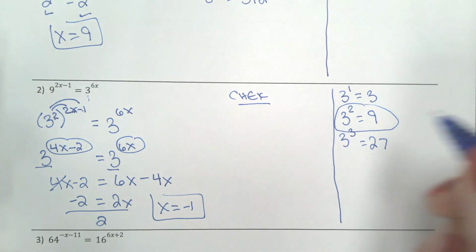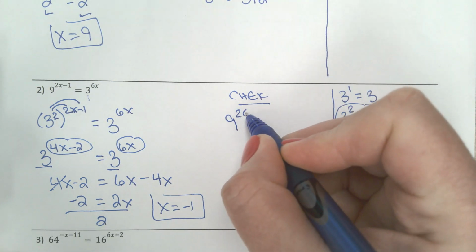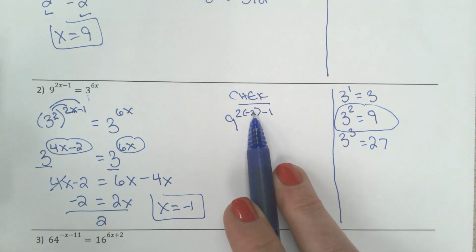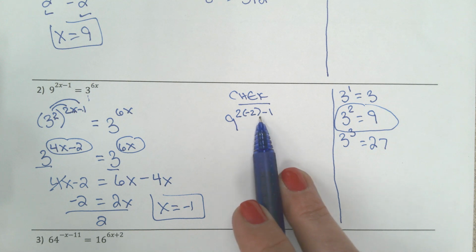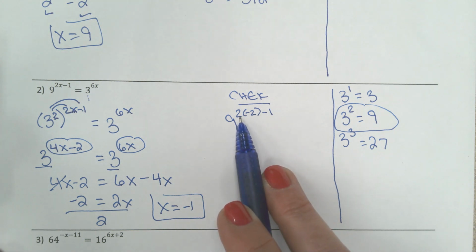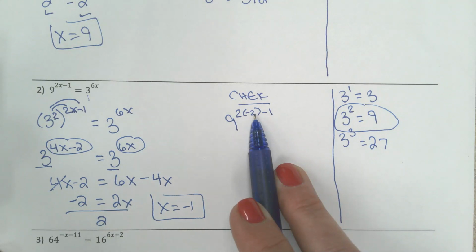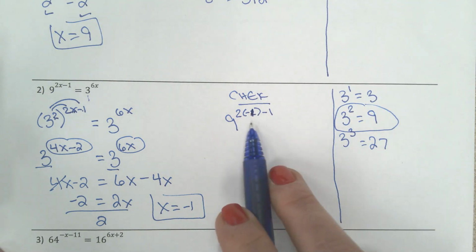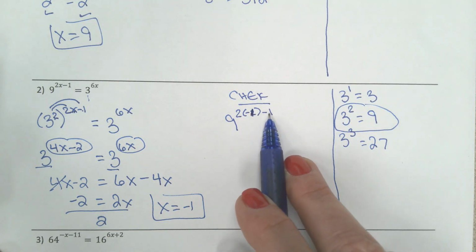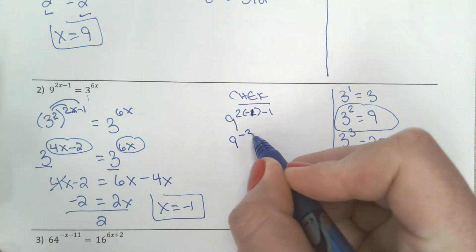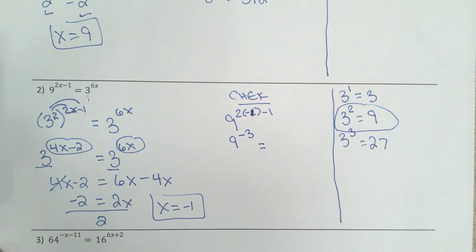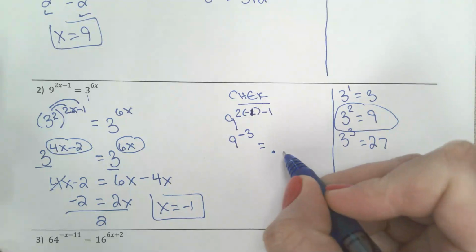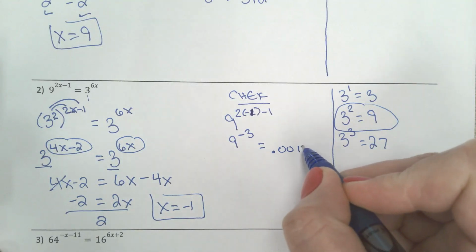So if you wanted to check this one, I would have 9 to the 2 times negative 2 minus 1. So just focus on the exponent right here, and let's figure out what this evaluates to. 2 times negative 2 is negative 4. Oh, I plugged the wrong number in. I was like, this is not working out. There we go. Okay. 2 times negative 1 is negative 2. Minus 1 is negative 3. So I plugged 9 to the negative 3 in my calculator, and it gave me a decimal answer of approximately 0.00137.